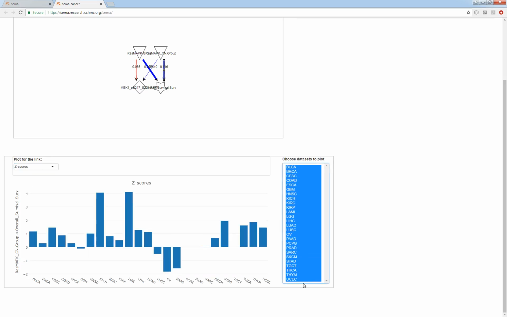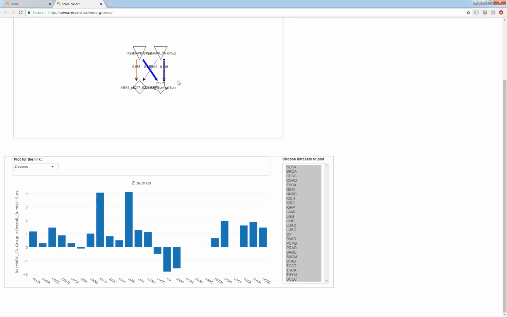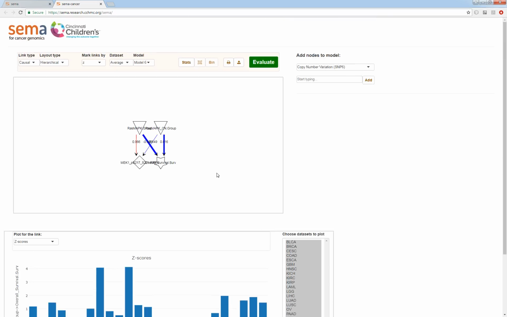Z-scores. So in kidney chromophobe and in low-grade gliomas, the copy number gains in the RAS MAPK pathway genes lead to significantly worse survival, whereas in the somatic mutations, in low-grade gliomas, it leads to significantly worse survival. At least there's a concordance in low-grade gliomas between copy number gains and somatic mutations.